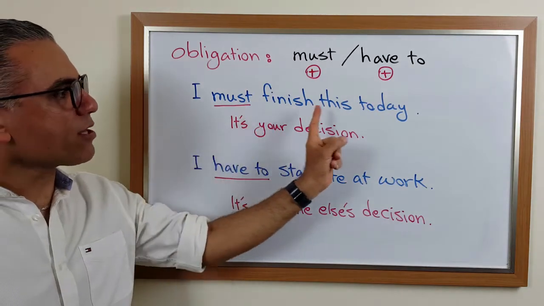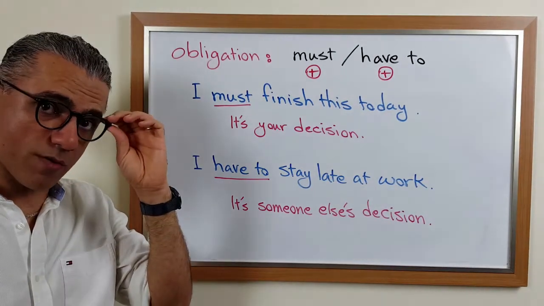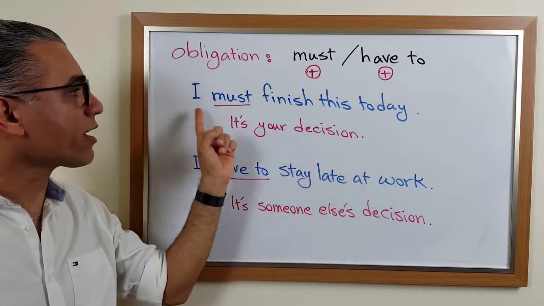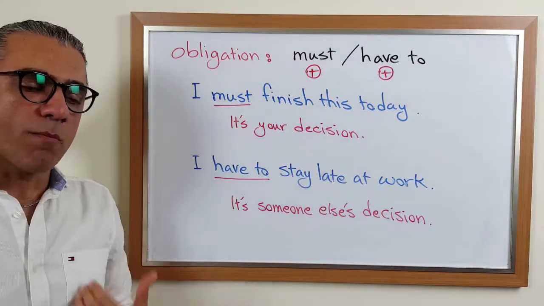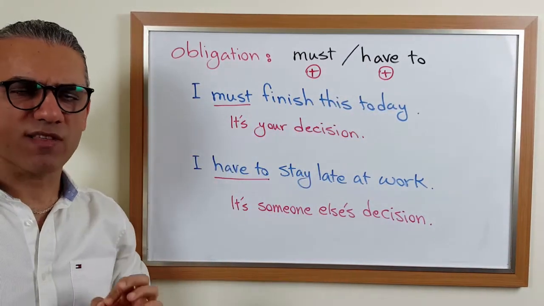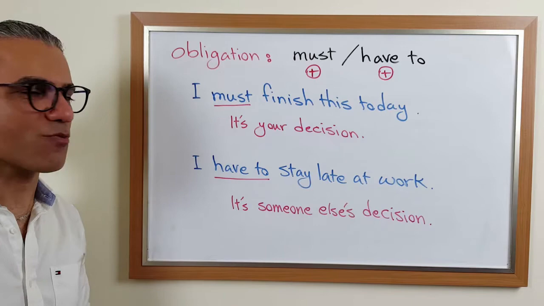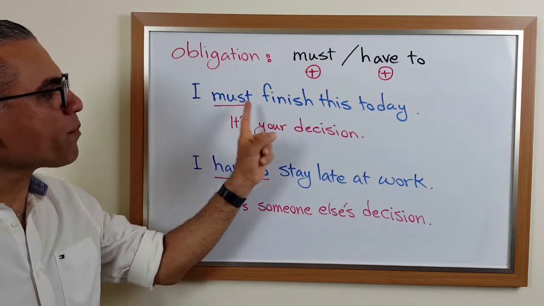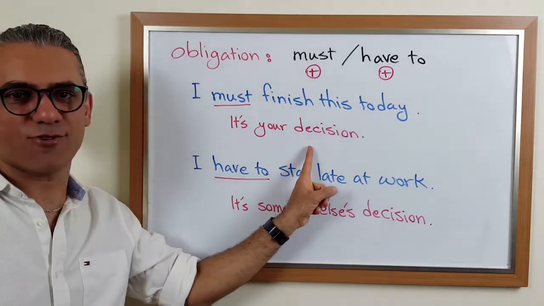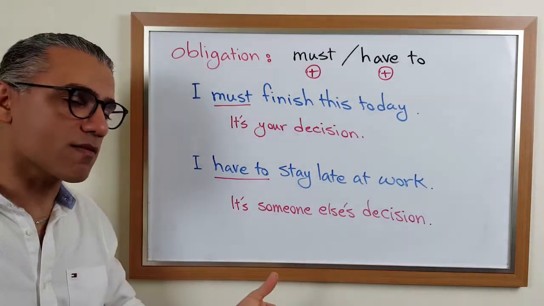We say, I must finish this today. It means I am obligated to finish this today because we use must to express obligation. We could also say, I have to stay late at work, or I have to finish this today. Look, must and have to in positive form almost mean the same. There is little difference between them, but there is a little difference. When you say, I must finish this today, when you use must to express obligation, it means it is your decision. But when you use have to describe obligation, it means it is someone else's decision.